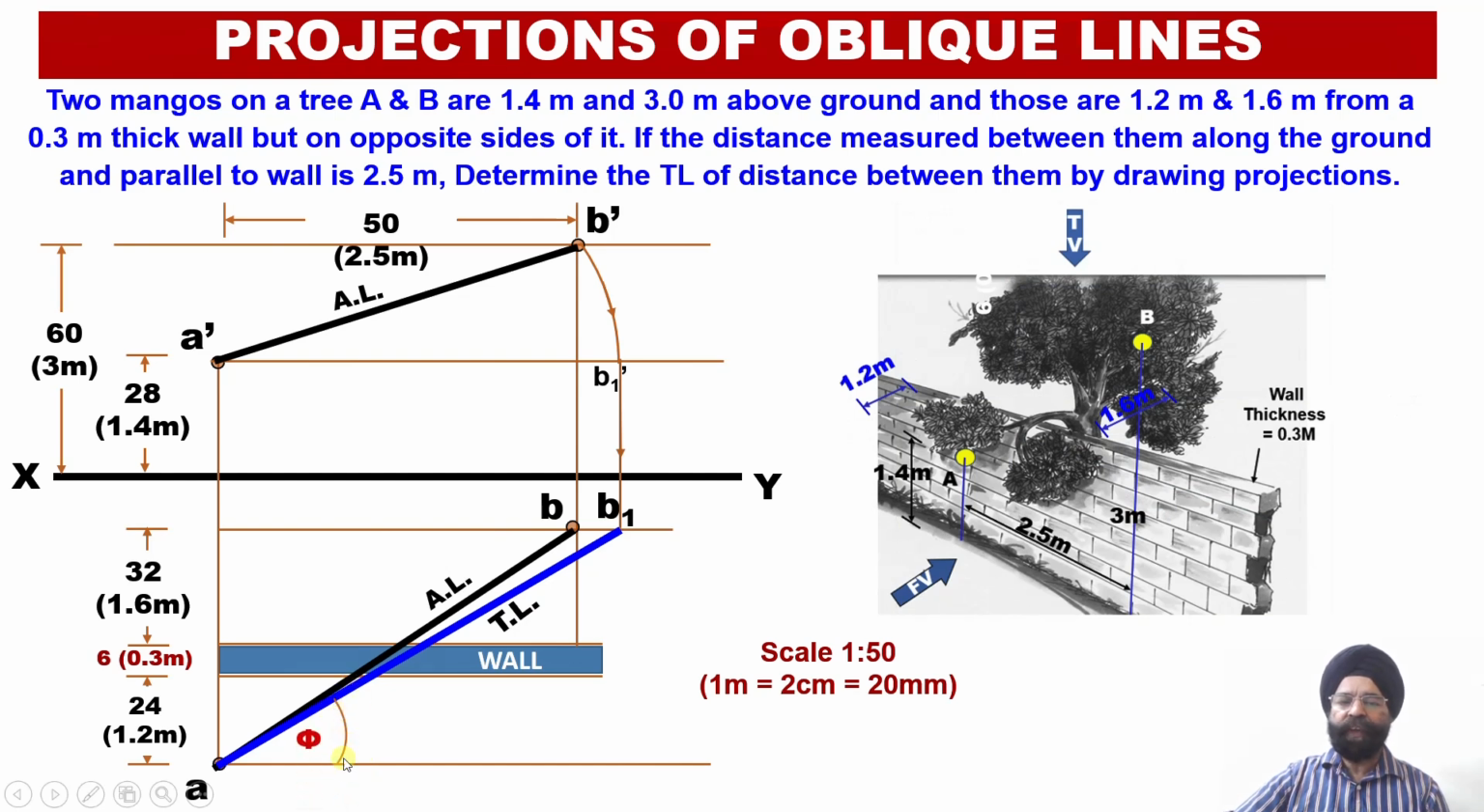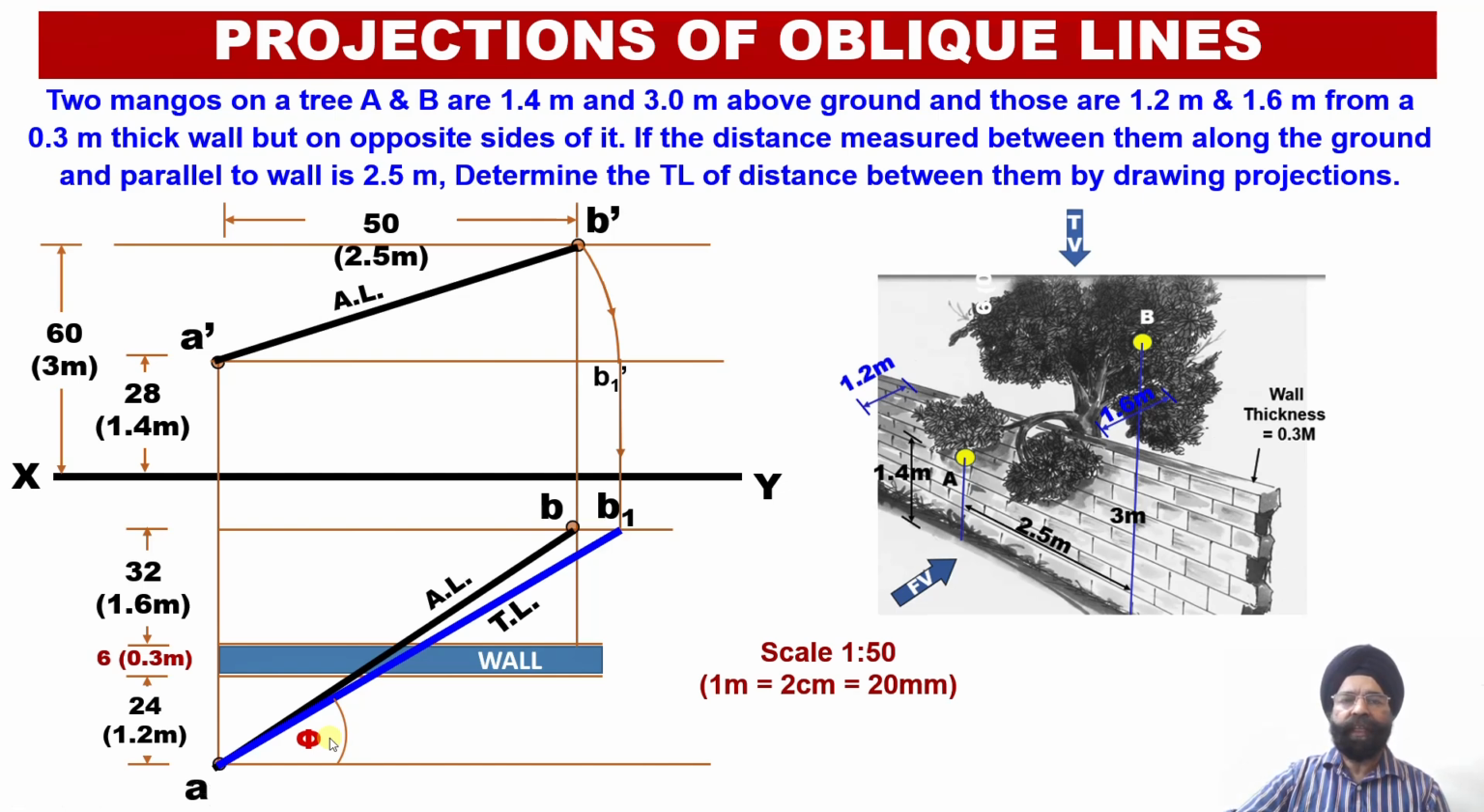So the angle of inclination of this true length with respect to the vertical plane happens to be angle phi. So the blue line, that is AB1, is inclined with respect to the vertical plane at an angle phi.